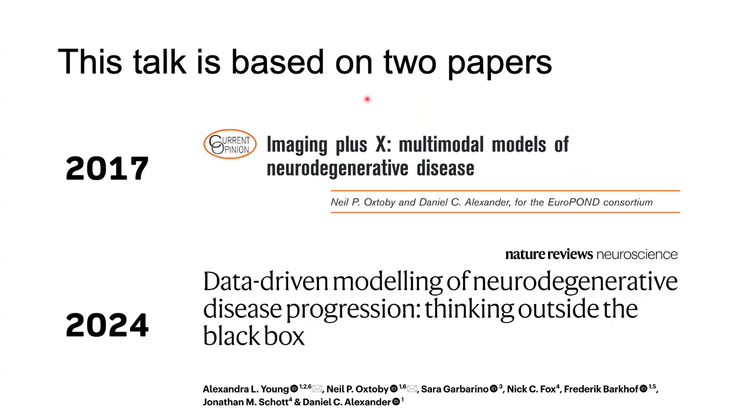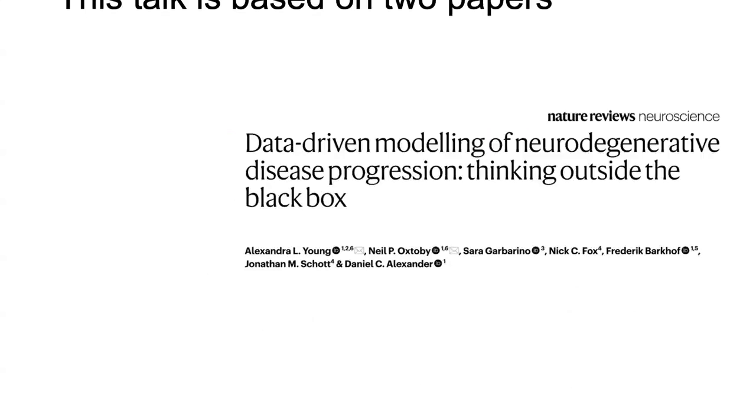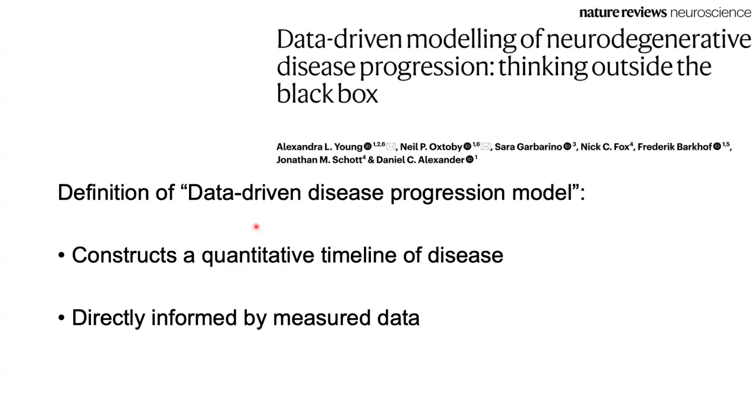The talk is based on two review papers, one that I did about 5 years after switching over from physics into neurodegenerative disease research called Imaging Plus X, and a paper that came out just last month in Nature Reviews Neuroscience that I co-first authored with Alex Young. So in that paper, we defined what a data-driven disease progression model is. The two essential elements are these two. It constructs a quantitative timeline of the disease, and it's directly informed by measured data.